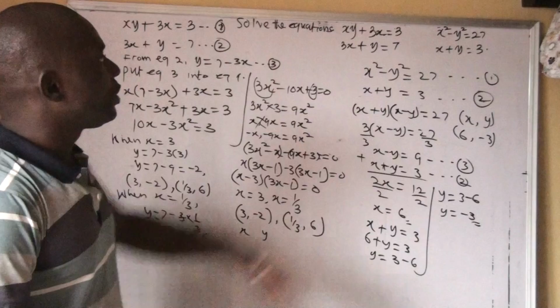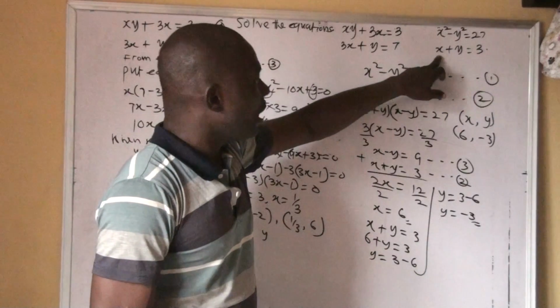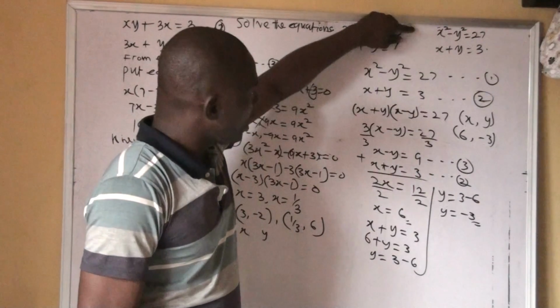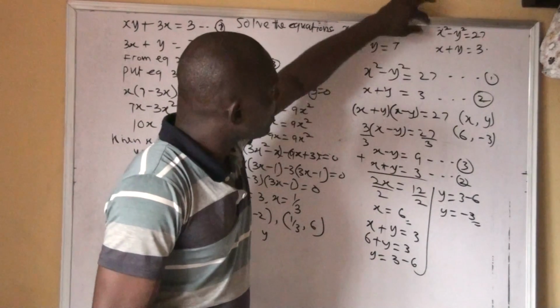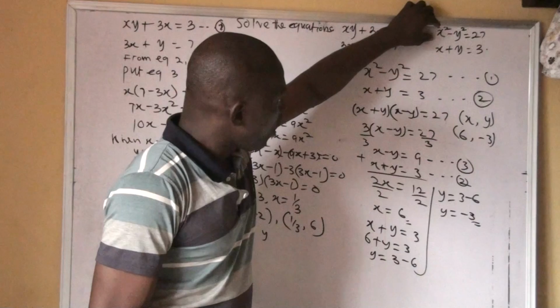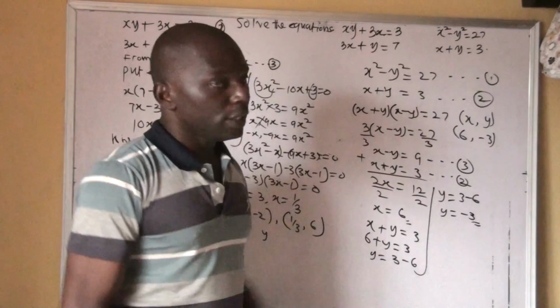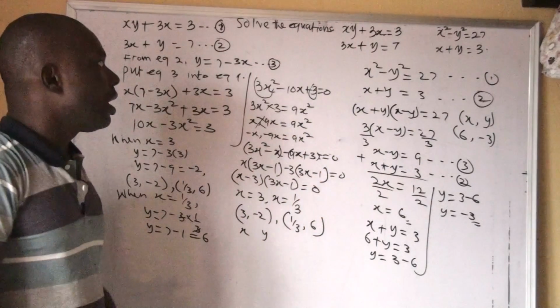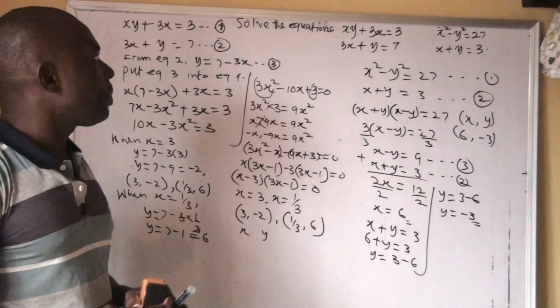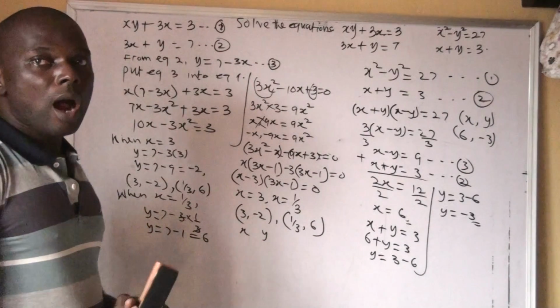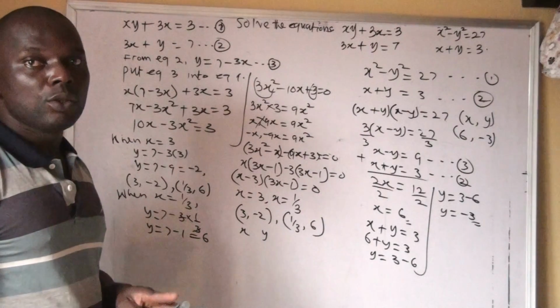Okay, so if we substitute, we will see 6 minus 3 will give us 3. If we put here 6 squared, that is 36, and 36 minus 9 will give us 27. This is how to resolve a simultaneous equation that might eventually lead to quadratic equations.